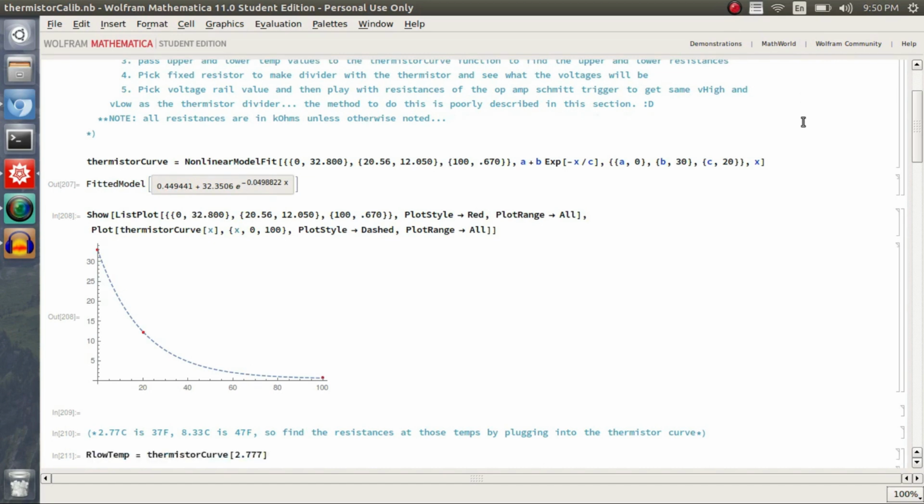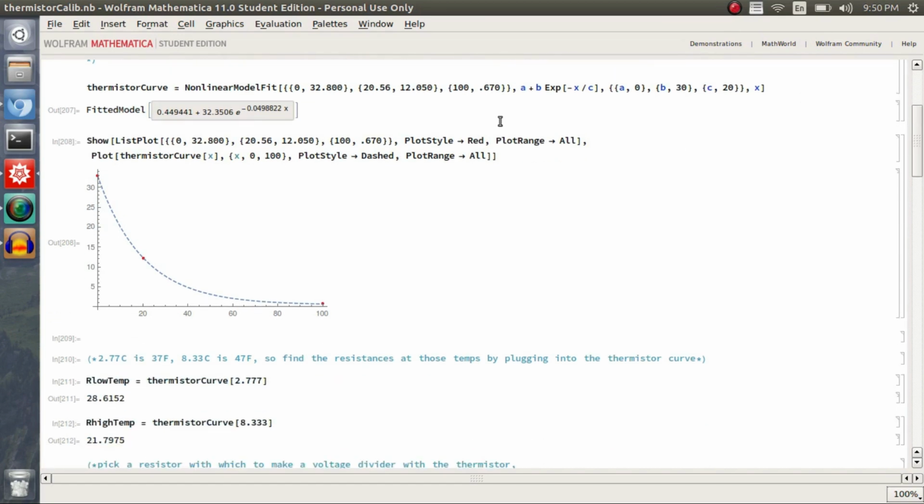But here we go. So I used a nonlinear model fit. It's just a function in Mathematica that I can use to fit 3 points of the thermistor. The first was in freezing cold water, so 0 degrees Celsius here. One was at room temperature, and one reading was at boiling point. I just stuck the thermistor literally into boiling water and measured the resistance value. And these values are in kiloohms here. Notice it decreases with increasing temperature.